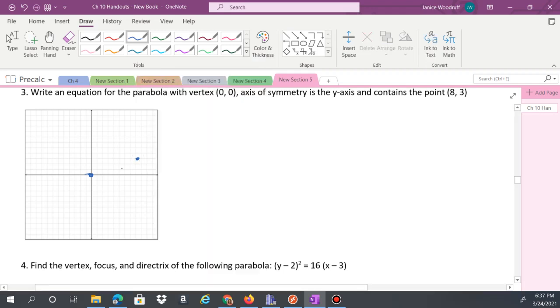2, 3. Okay, which means that this is either going to open like this or like this. So are we going to go sideways or are we going to go up and down? We're going to go up and down for this one, okay? So this is going to go like this. So if I have a point (8, 3), I've got another point (-8, 3).